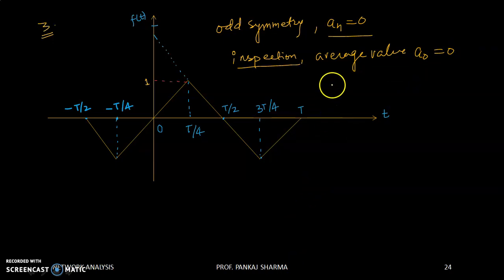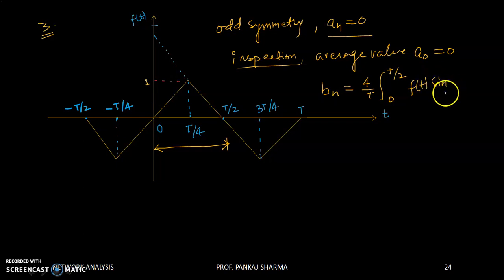So we have to calculate only Bn, and Bn will be equal to 4 by T integral from 0 to T by 2, from here to here, of F(t) sine n omega t dt.